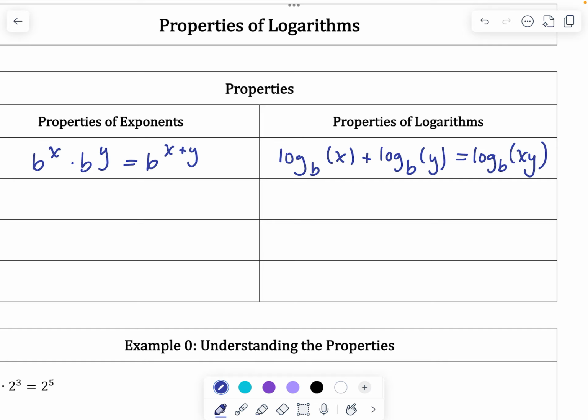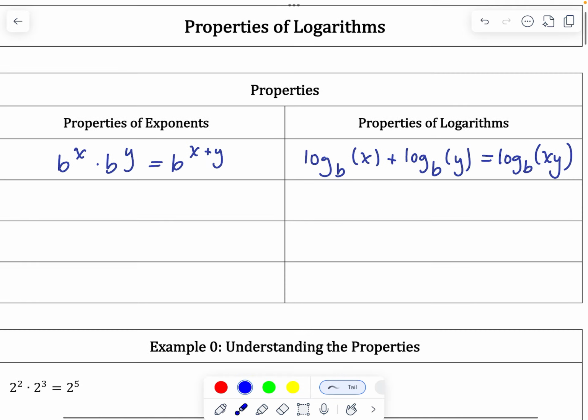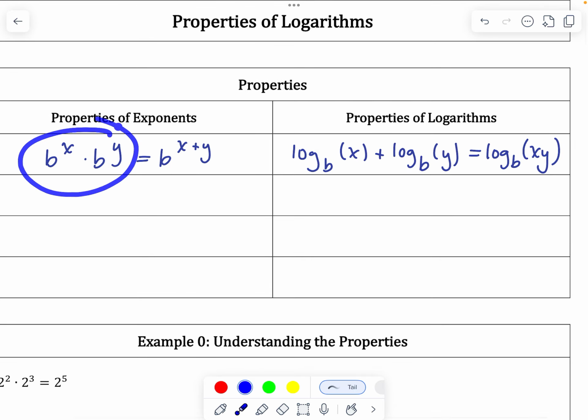So again, notice the connection here. Multiplication outside the exponent corresponds to addition inside the exponent. Addition outside the logarithm corresponds to multiplication inside the logarithm.